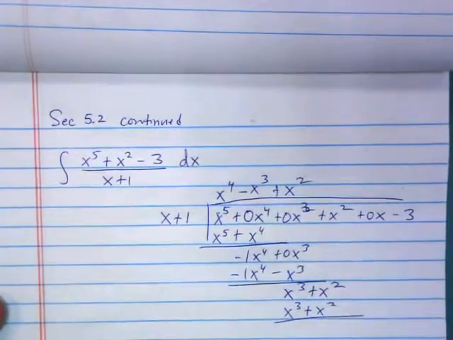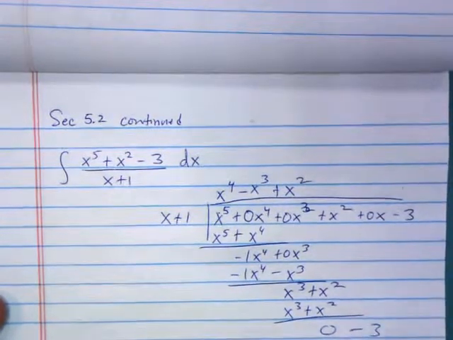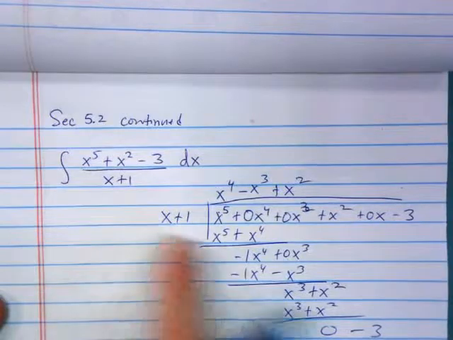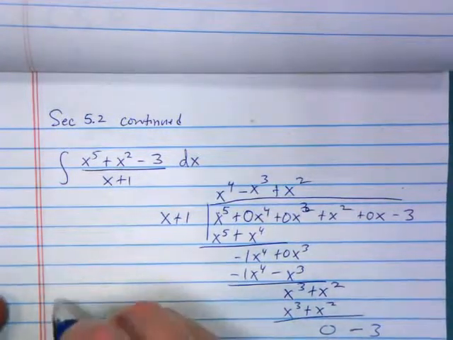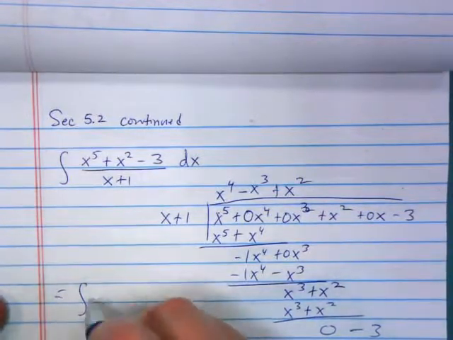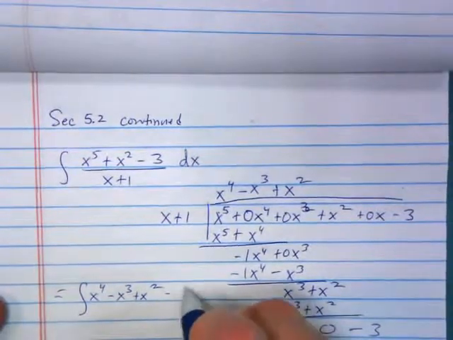And something a little unusual happens. They both cancel out, don't they? So since they both cancel out, what do I need to do? I would have a 0. I would need to bring down the 0x, but that's not really going to help, and I need to bring down the 3. So I think I've actually done the division at this point, because the only thing I have left down here is minus 3. Can I turn an x into a minus 3? No. All right, so there's my remainder. So I think this becomes the integral of x to the fourth minus x cubed plus x squared minus 3 over x plus 1.